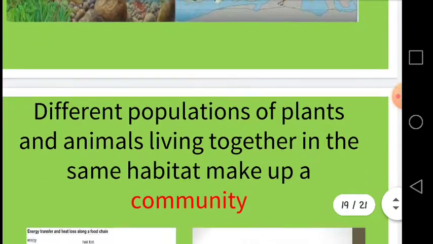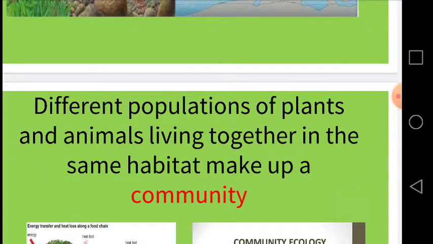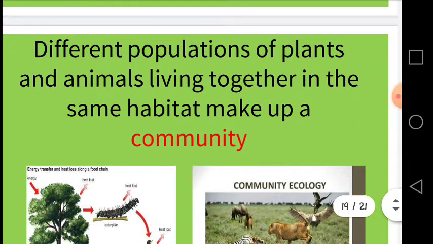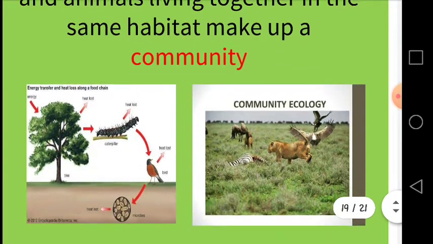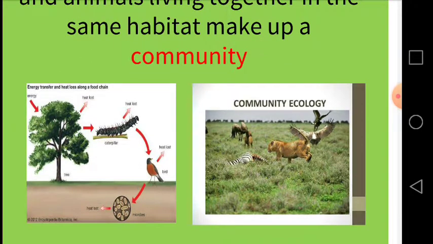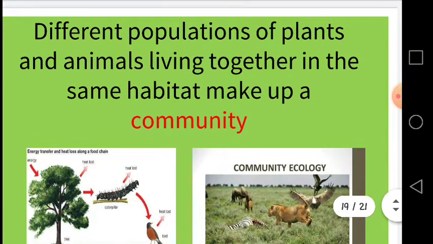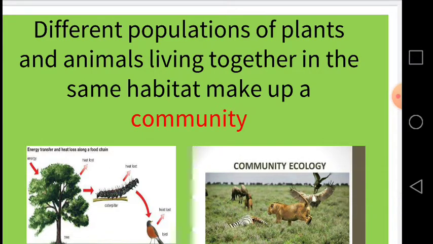Dear students, different populations of plants and animals living together in the same habitat make a community. You can see the example of community as well with these diagrams. So a community is when different populations of different organisms live together in the same habitat.